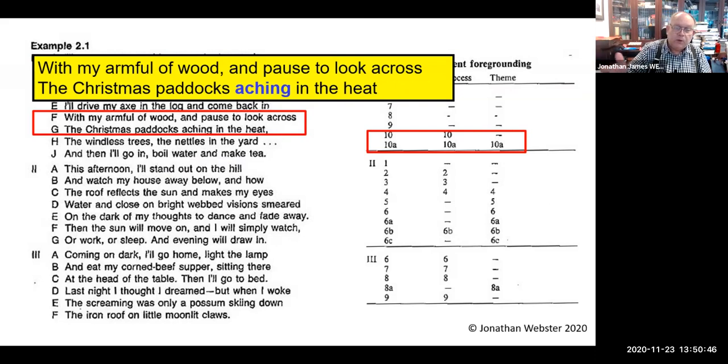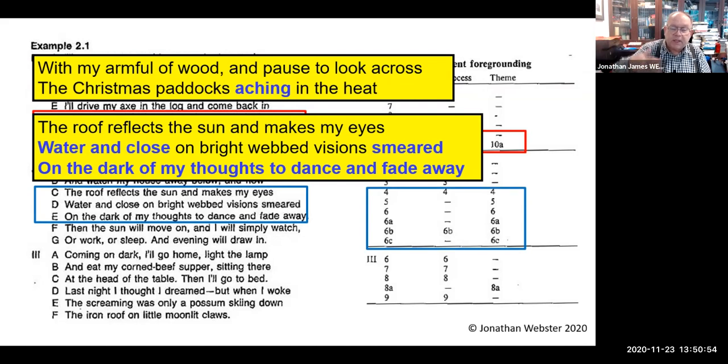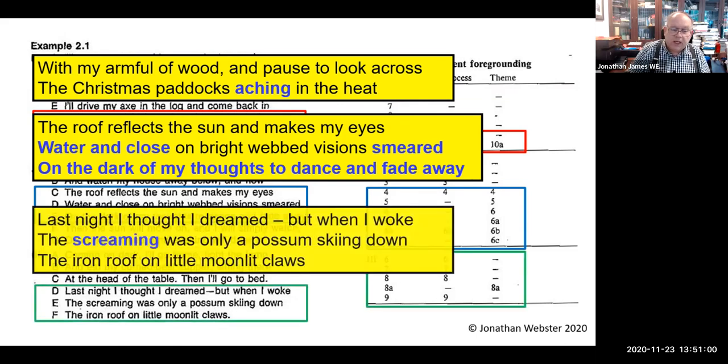With my armful of wood, pause to look across the Christmas paddocks aching in the heat. Again, the foregrounding occurs at several levels. Roof reflects the sun, makes my eyes water and close on bright web vision smeared on the dark of my thoughts to dance and fade away. Screaming.